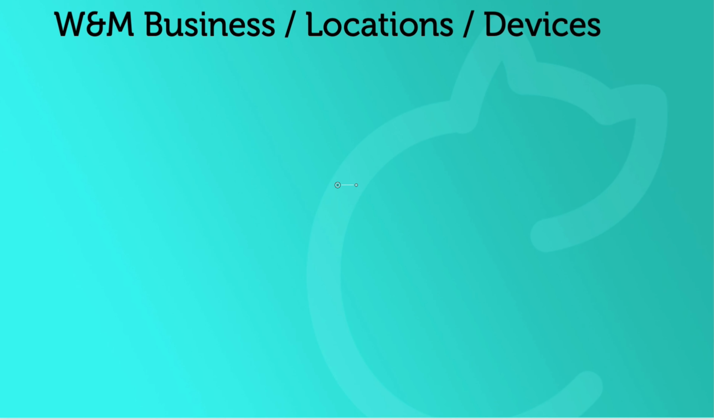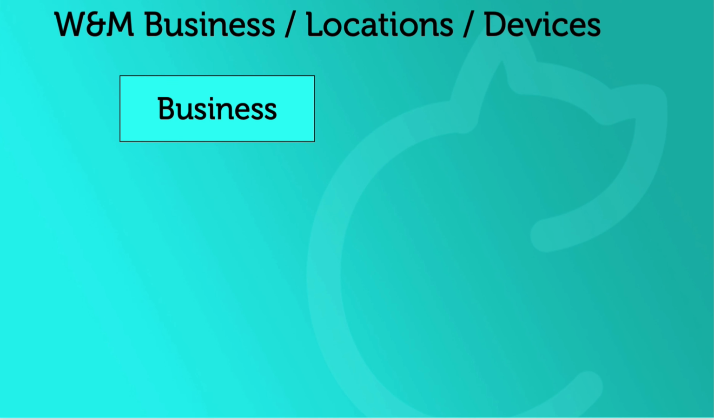Hello and welcome to another CalCATS tutorial, and here we're going to discuss the relationship between business, location and devices, and that is relevant for the weights and measure component of CalCATS. So let's start with a business. A business is the corporation who runs that certain kind of business, like a Safeway Incorporated or Chevron Corporation.